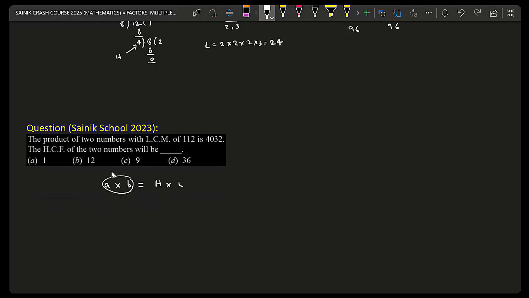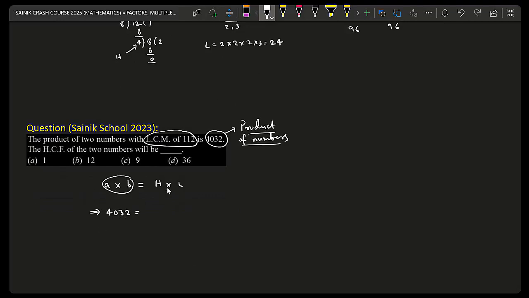But the product of the numbers is already given. Read the question properly. The product of two numbers is 4032 and the LCM is 112. That means the LCM is 112, right? And the product of the numbers is 4032, right? So can you tell me what the value of A into B is? A into B means the product of the numbers only. That means we got A into B value as 4032, we can write here.